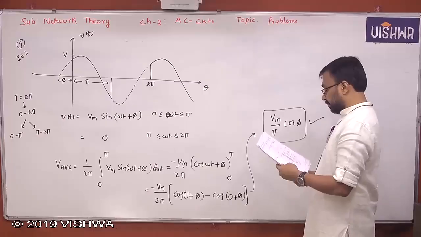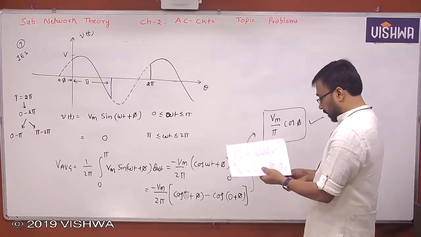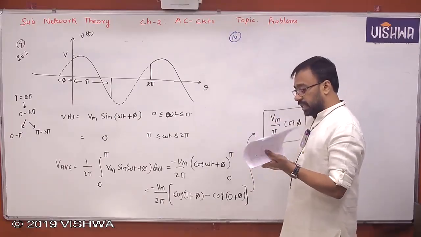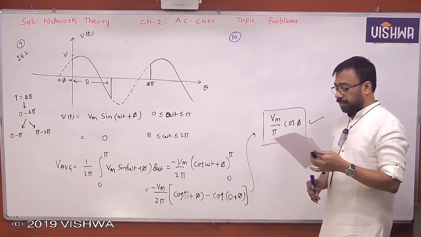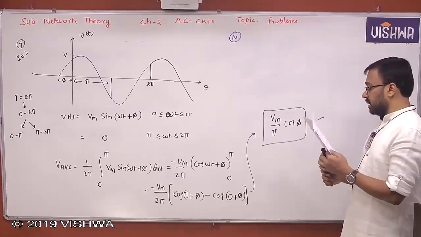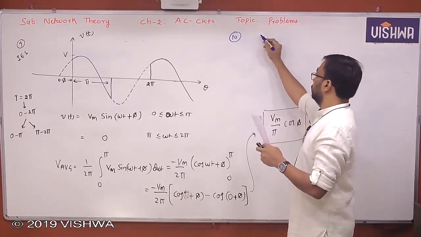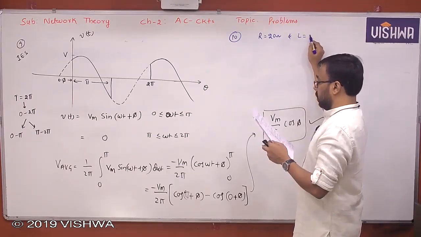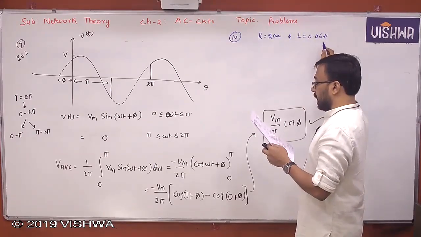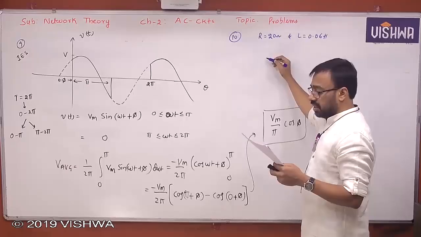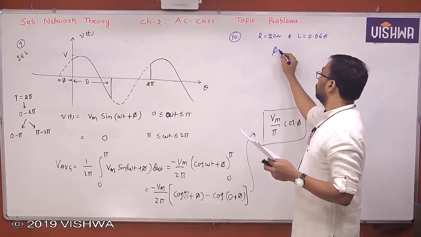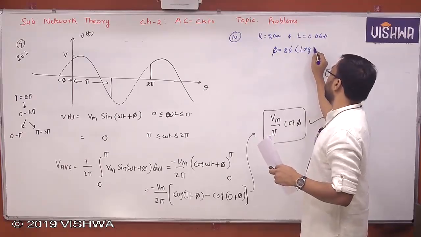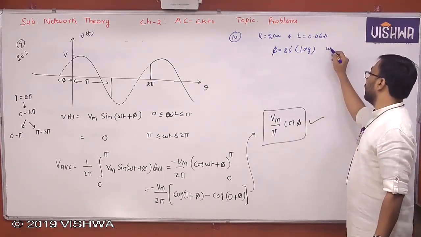Question number 10. Read the question. In a series circuit, R is equal to 20 ohm and L is equal to 0.06 Henry. The current lags behind the voltage by 80 degrees. Find omega. He's just asking what is omega.